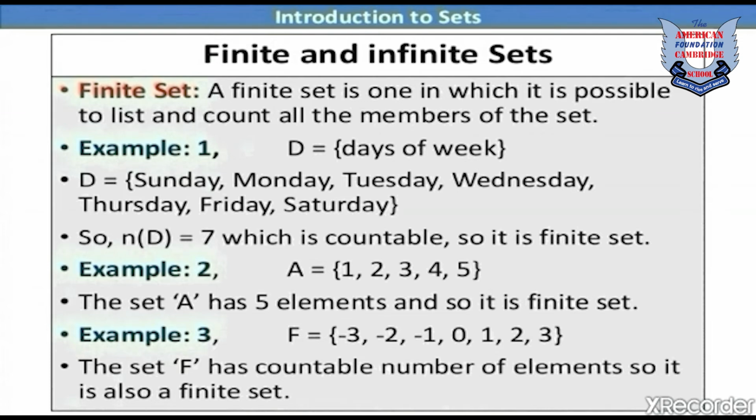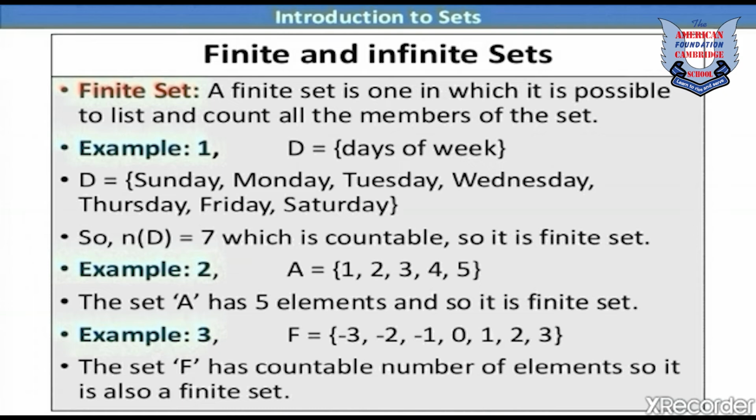Finite and infinite sets. Finite set. A finite set is one in which it is possible to count all the elements of the set. Example 1. Set D is equal to days of the week. The members of this set will be Sunday, Monday, Tuesday, Wednesday, Thursday, Friday and Saturday. There are 7 members in this set. So that means this is a finite set because you can easily count all the elements of this set.